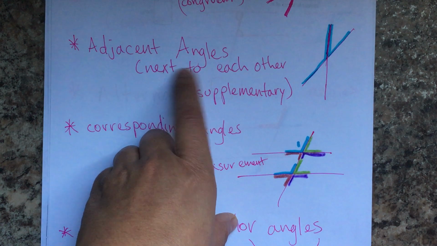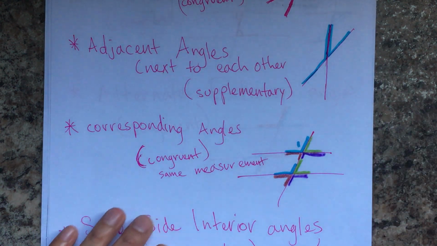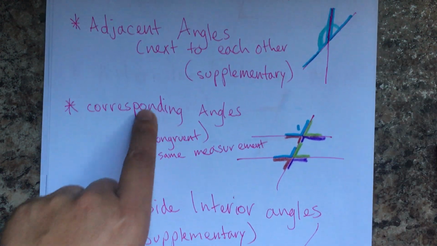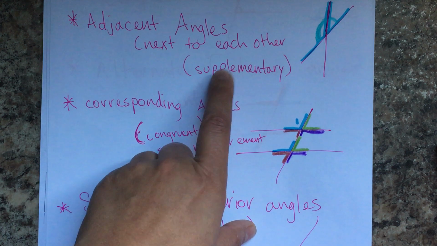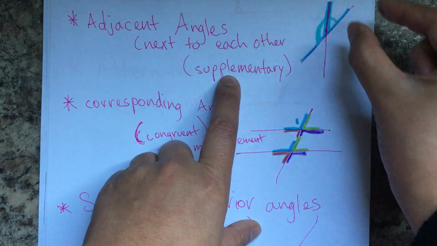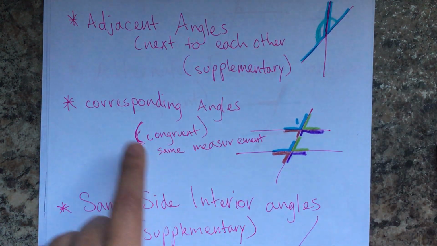Adjacent angles are next to each other and they're supplementary. I call it the half orange. Okay, they're always supplementary. You always have to put this expression plus this expression equals 180 degrees.